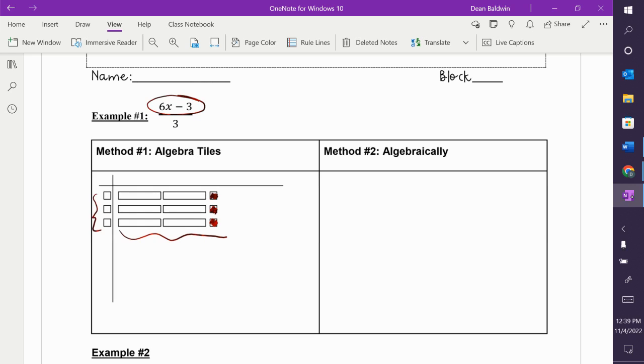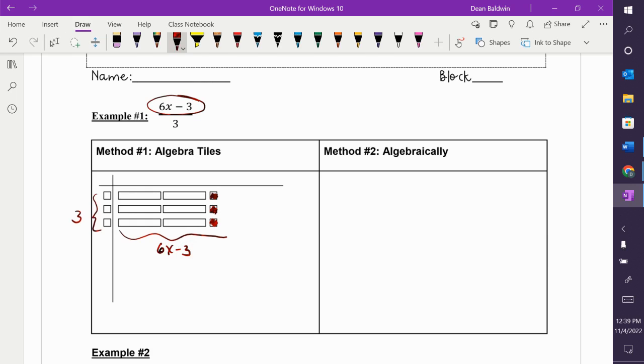Pause. It's in the back of the book that you have. So here is a 3 right here. And this is the 6x minus 3. What we're trying to do is figure out what goes up there. That is our answer. So you ask yourself, what do I need to put here to multiply by this little tiny square to get a rectangle? X. A rectangle, or x. Yes. That is correct.